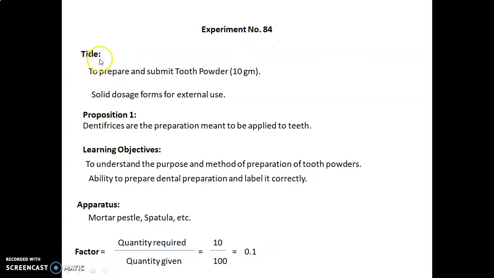Experiment number 84. The title of this experiment is to prepare and submit tooth powder 10 gram. In this we are going to study the solid dosage forms for external use. Proposition 1. Dentifrices, that means dental products, are preparations meant to be applied to the teeth. Learning objectives are to understand the purpose and method of preparation of tooth powders, and the ability to prepare the dental preparation and label it correctly. Apparatus required are mortar, pestle, spatula, etc. Factor is calculated as quantity required upon quantity given, which is 10 upon 100, that is equal to 0.1.